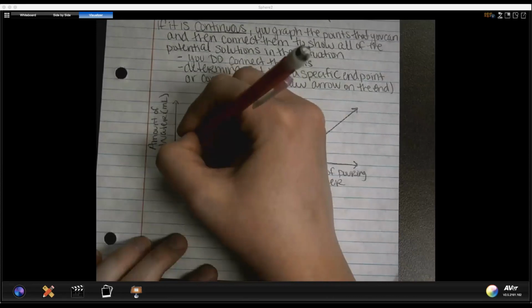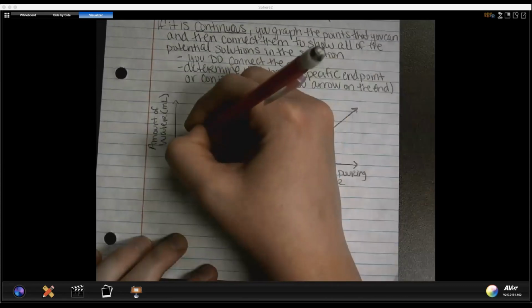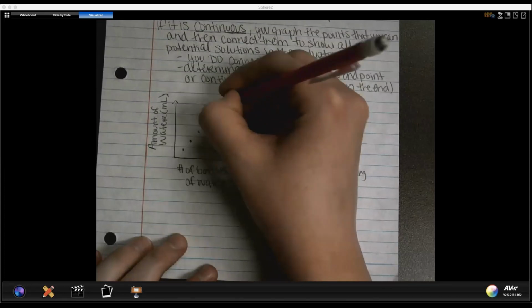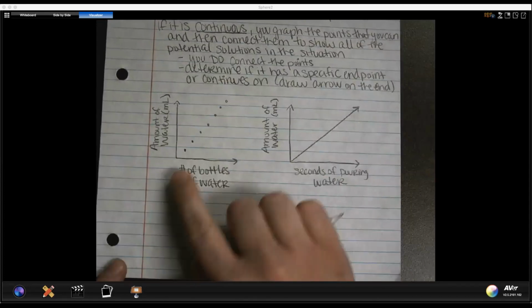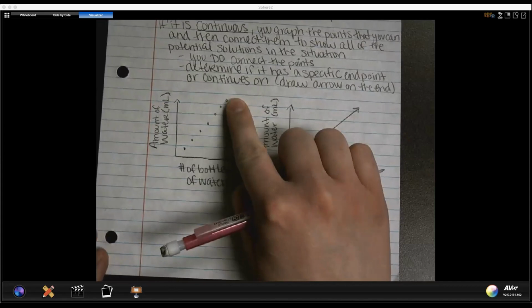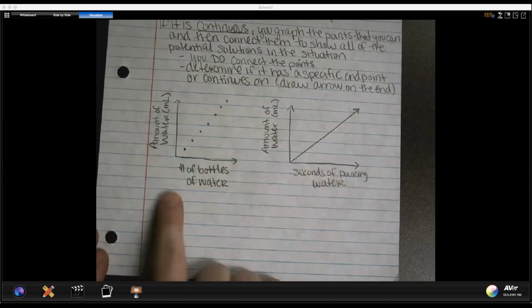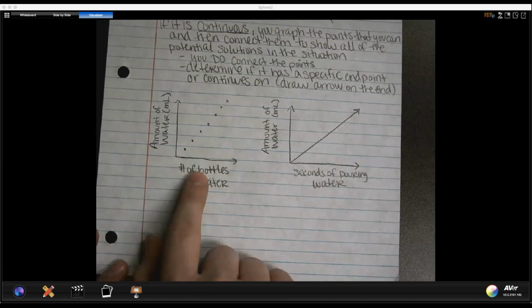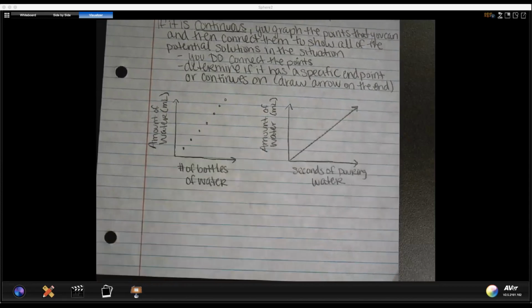So if I buy one bottle, I'll have so much water. If I have 2 bottles, 3 bottles, 4 bottles, 5 bottles. As you can tell, there's still a pattern aligning here, but I can't say it's continuous because I can't say, oh, I bought half a bottle of water, or I bought 3.3 bottles of water. So it's a similar situation where we're talking about water and how you're gaining that water, but because we're referring to seconds of pouring versus number of bottles, we have different types of data going on. Does that make sense how that similar situation has 2 different types of data?